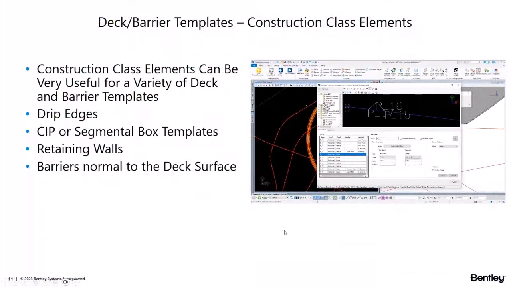I also used that actually just this week, a construction class element on the back of a barrier. The agency wanted the back of the barrier to be radial to the slope of the deck. So whether it was a 2% slope or 3 or 4 or 5.5, whatever it is, they wanted that barrier to rotate with the deck surface. And we were able to use a couple of those construction lines very effectively to do that.